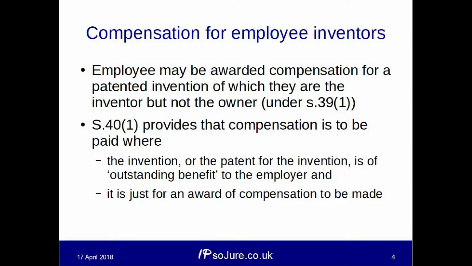First of all, where the employee is basically employed to invent, and then secondly, where the employee is employed in such a role that they have a special duty to promote the undertaking of their employer, which means probably that they're a director, but it's not necessarily limited to directors. You'll also remember that Section 40 provides for the payment of compensation where the invention or the patent for the invention, remember it covers both those situations, is of outstanding benefit to the employer, and it's just for an award of compensation to be made.